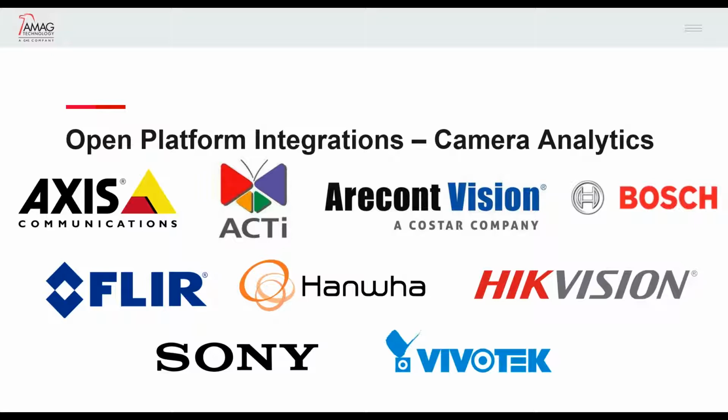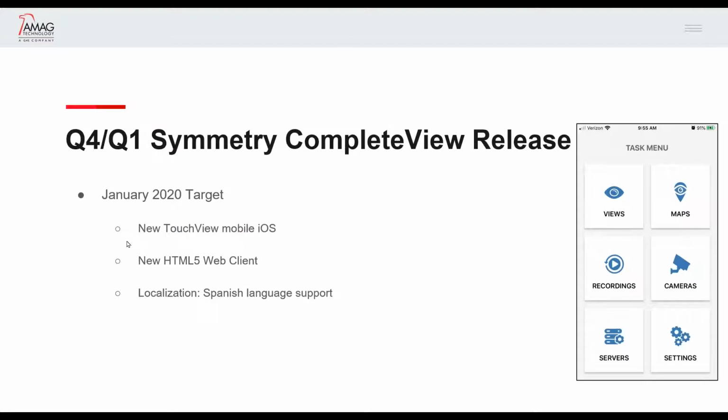And when an analytic triggers, it fires off an event in Symmetry CompleteView, which can pop up video on screen. It can send an email notification. It can trigger recording. It can perform a number of actions. Swing around a PTZ camera to a preset position. Anything you want to have happen can be programmed in the system. So very cool capability. And usually these camera-based analytics come included with the camera. So you may already have the feature. It's just a matter of configuring it and leveraging it with their video management platform.